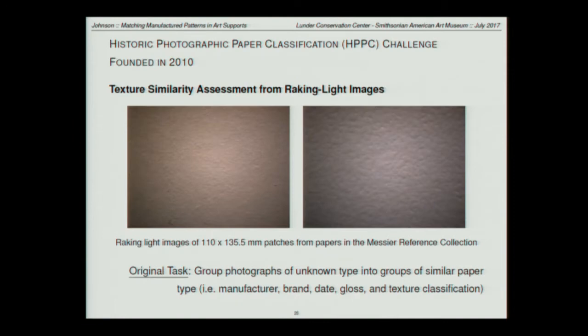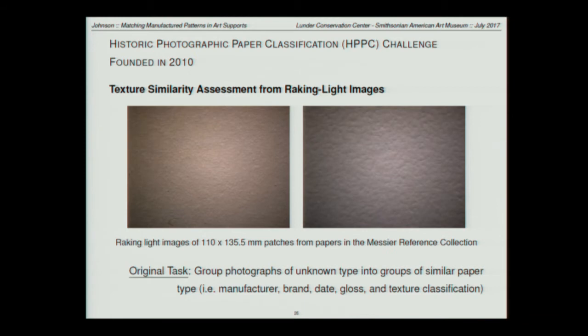So the thing we came up with, and this is where Paul and I actually worked closely together, was to use a raking light. That simple. It's just that simple. That's the only image you need. There's enough. You can tell the difference between these two, right? Again, this is where you're supposed to go. Yes, thank you. Okay. And so the idea is, can the computer see the difference? And the answer is yes.